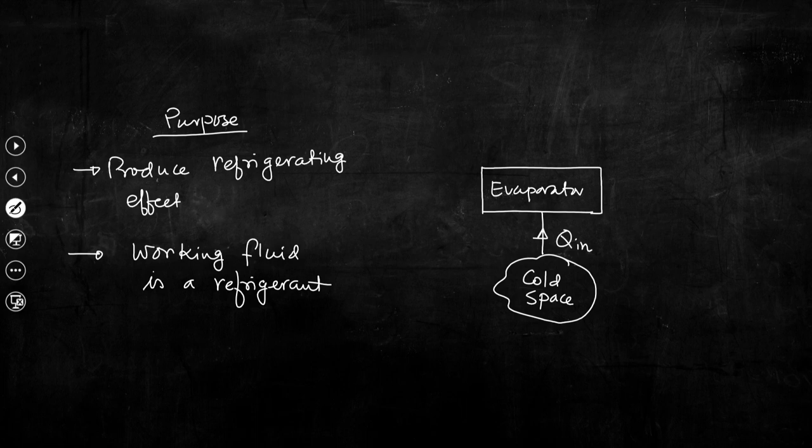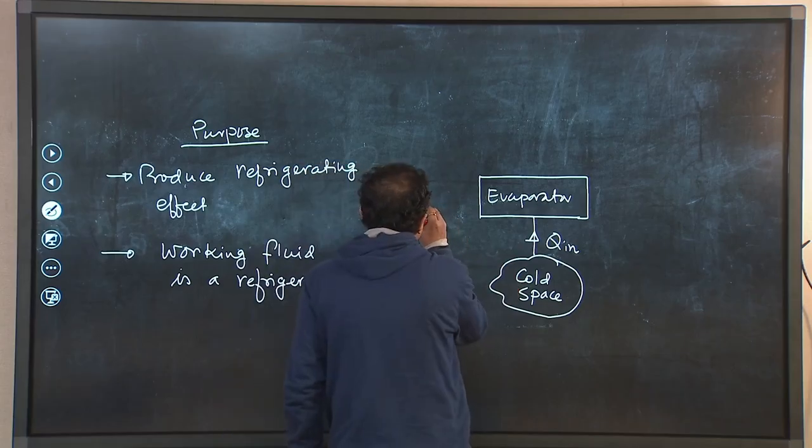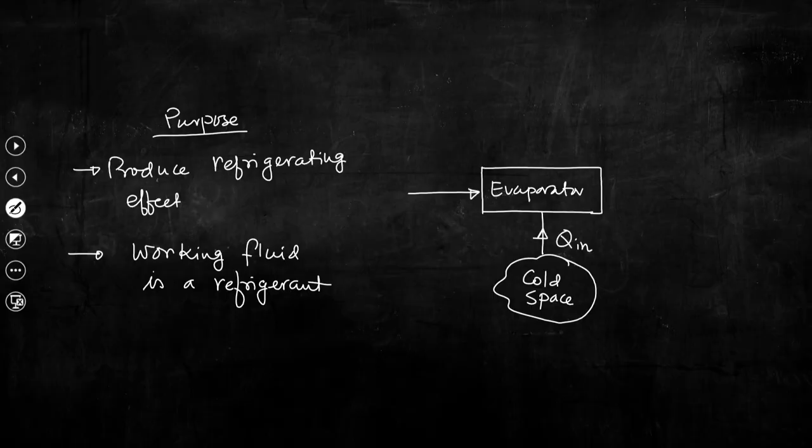We shall be discussing later what kind of properties this particular fluid should have, and this type of working fluid is given a name starting with R, and there are different types of refrigerants. We shall be discussing this type of fluid later. Now, you know that on receiving heat from this cold space, that working fluid will be evaporated, and that is why this device is known as evaporator. So, this working fluid will have a few distinctive properties, and those properties we shall be discussing later in today's class.